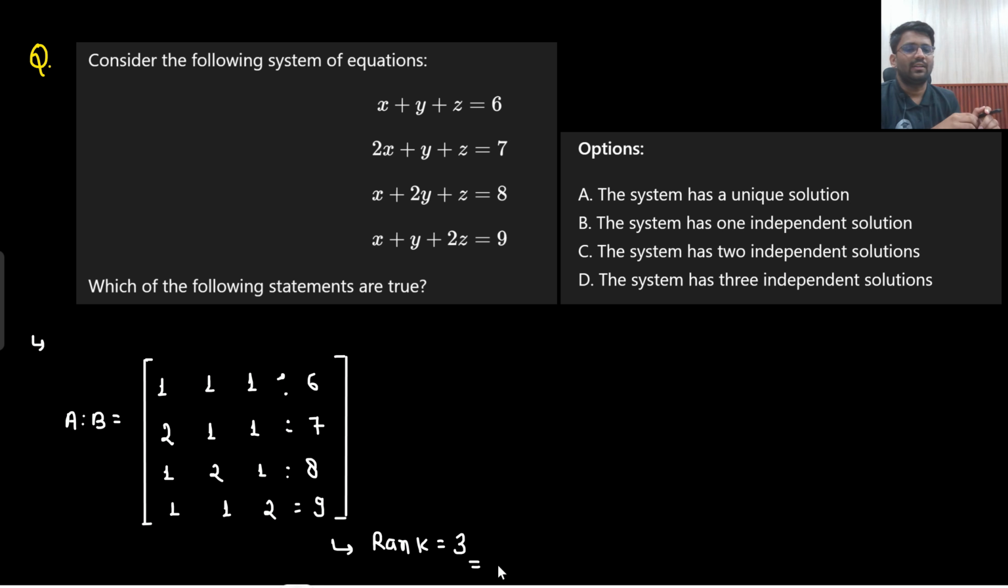Yes, rank will come out to be 3. You can do it on your own. Find the rank. Till this point, we have done enough practice. You can surely do it on your own. And we can check as well if there is some shortcut. There is no shortcut. You need to find out the rank. Rank will come out to be 3. So basically, the scenario will look somewhat like this.